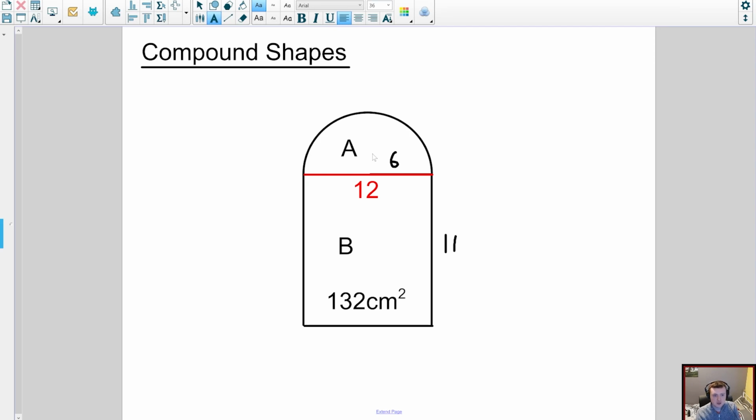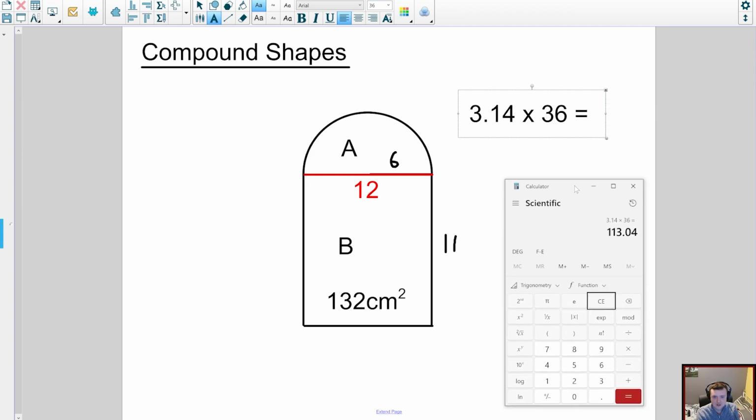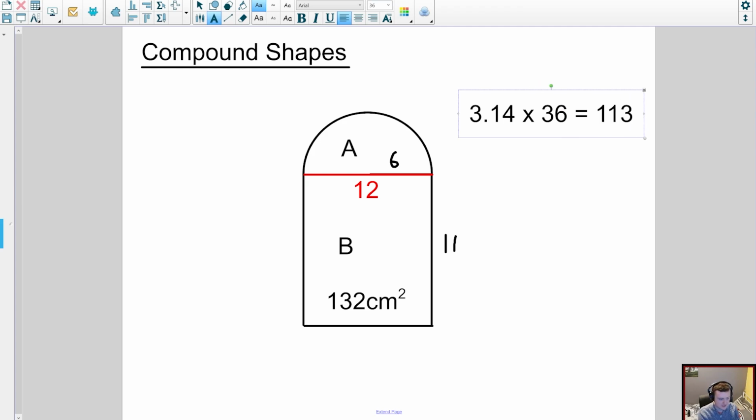Now, we've got to work out the area of the semicircle A. Well, if this was a full circle, what I'd do is pi times r squared. So I'd do 3.14 times r squared. R is 6, so r squared is 36. So we're going to have 3.14 times 36. Like that. And so our circle will be 113.04 centimetres squared.